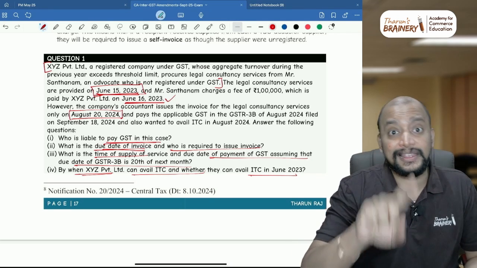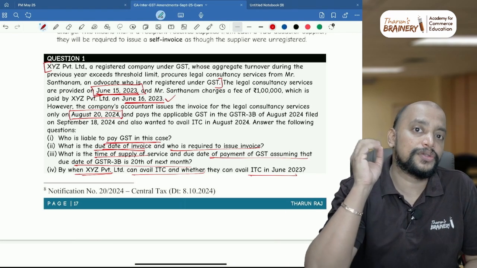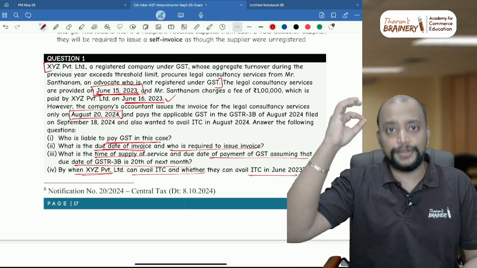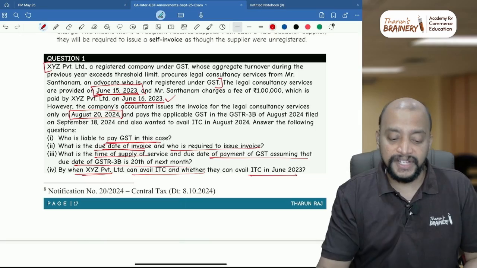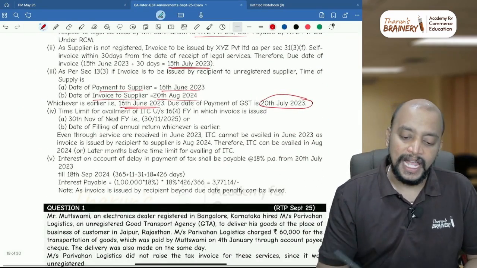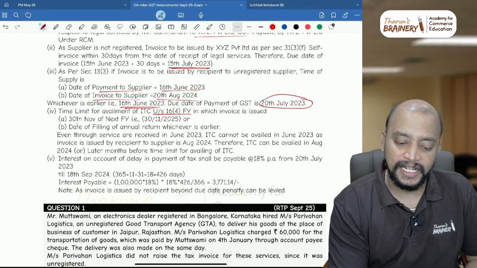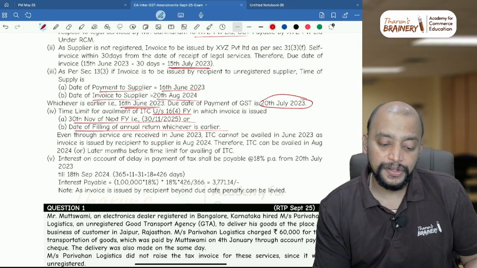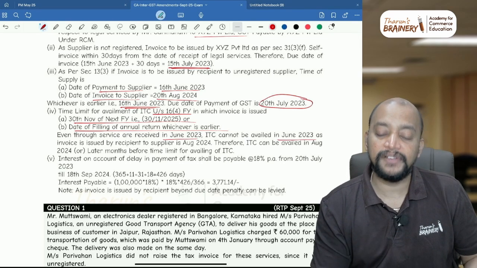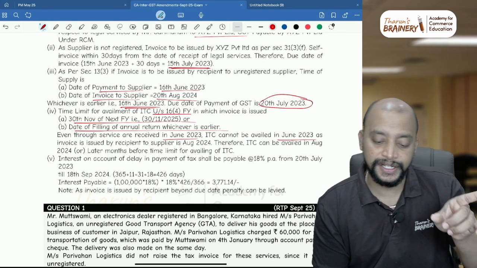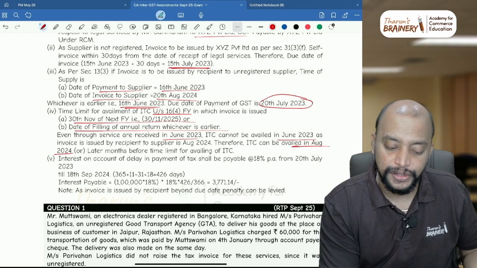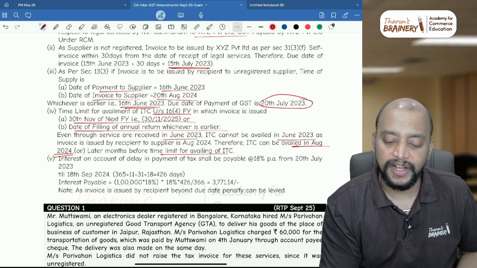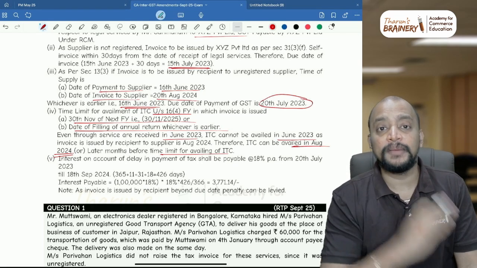The time limit will be 30th November of the succeeding financial year, that is 2025. So 30th November 2025 or date of filing of return, whichever is earlier. See here, time limit for availment of ITC under 16(4): 30th November of next financial year or date of filing of return, whichever is earlier. Even though services are received in June, ITC cannot be availed in June as the invoice is issued in August. So ITC can be availed in August 2024 or later months, but before this time limit for availment of ITC.